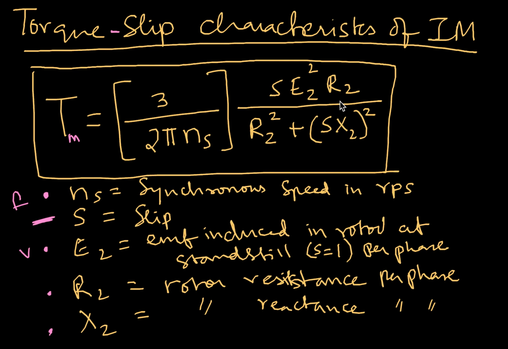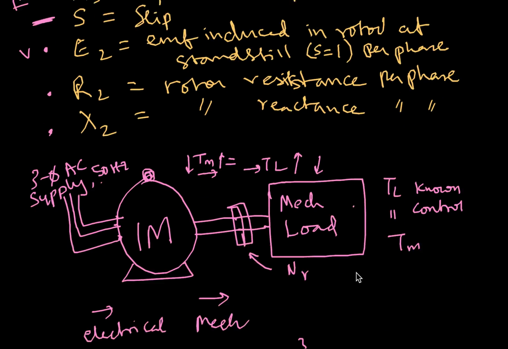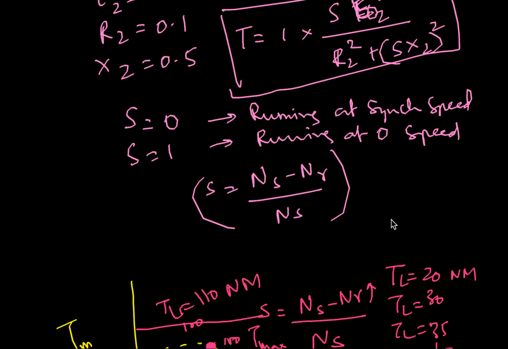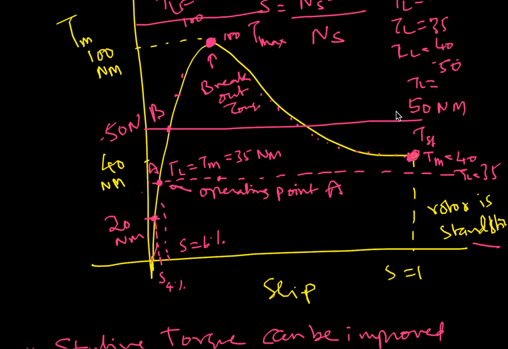So let's continue our analysis of the torque slip characteristics. The expression is given, Tm is this. We have discussed in the previous video and I have explained how it works. And this is the shape of the characteristic. As initially the load torque increases, the slip increases, and then finally this is the starting torque. So this is how the characteristic looks.